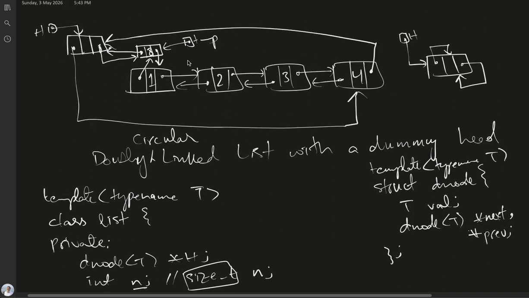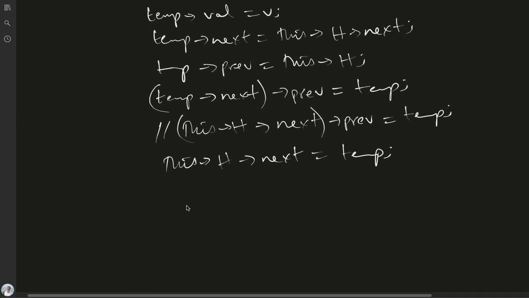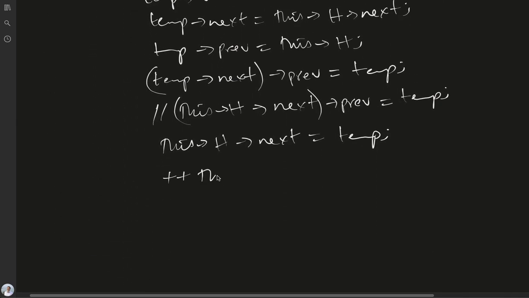So this is it. This is how the push front function should work. Now the next of dummy head points to this new node, and the next of the new node points to 1, and the previous of 1 points to this new node, and the previous of the new node points to the dummy head. So this is how it should work, and we also increment the n variable so that we know that we have one more value in the list.